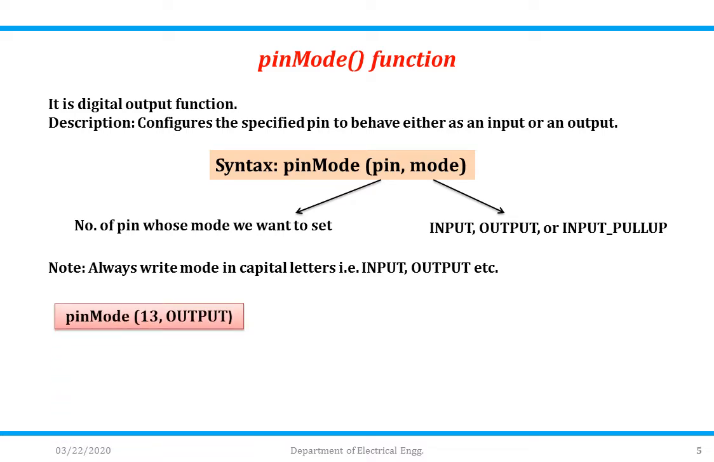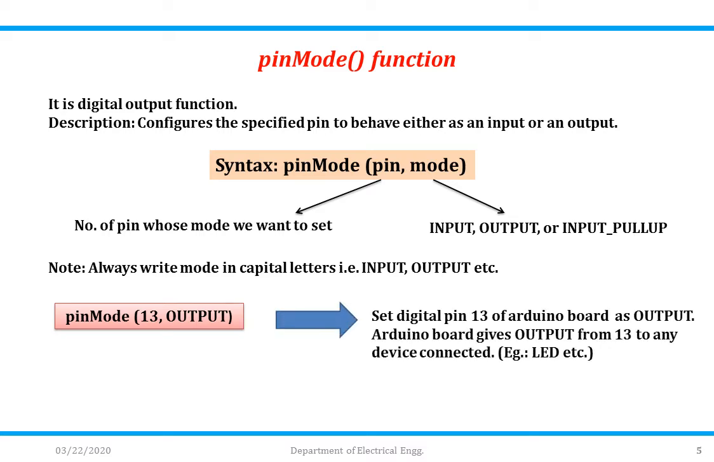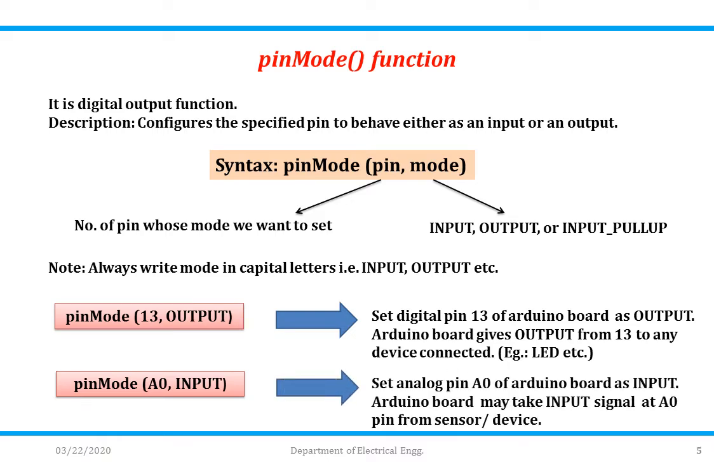For example, if I have the instruction pinMode(13, OUTPUT), its meaning is set digital pin 13 of the Arduino board as an output. The Arduino board gives output from pin 13 to any connected device, that is an LED. Next is pinMode(A0, INPUT). The meaning of this instruction is set analog pin A0 of the Arduino board as an input. The Arduino board may take an input signal at the A0 pin from any sensor or device connected to it.